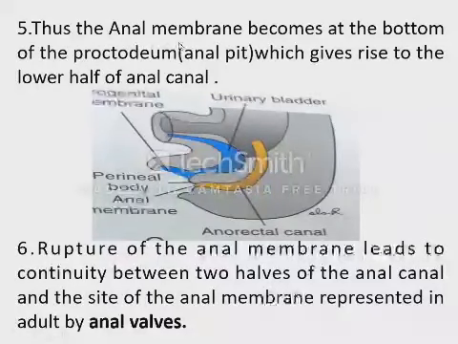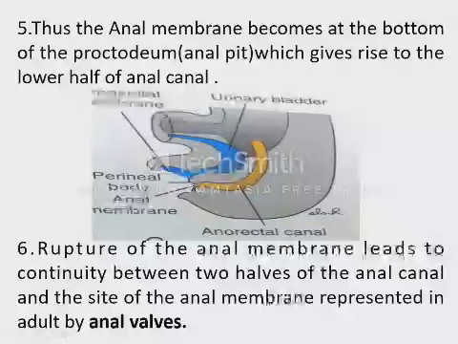Number 5, thus the anal membrane becomes situated at the bottom of the proctodeum, the anal pit, which gives rise to the lower part of the anal canal. This is the lower part of the anal canal. Then rupture of the anal membrane happens, leading to continuity between the two halves of the anal canal. So this is the lower part and this is the upper part of the anal canal. When there is rupture of the membrane, there is formation of continuity between the two halves, and the site of the anal membrane is represented in the adult by the anal valves.